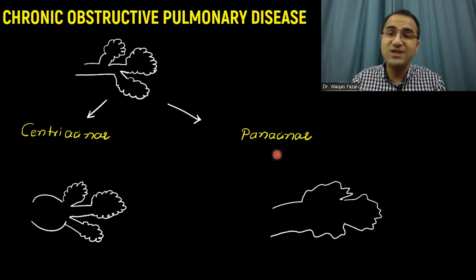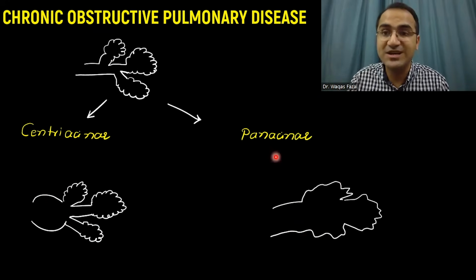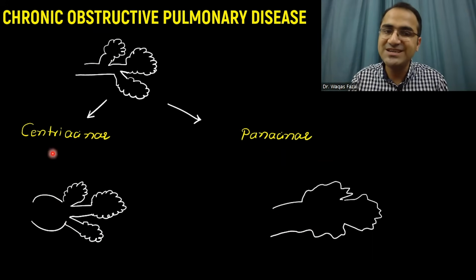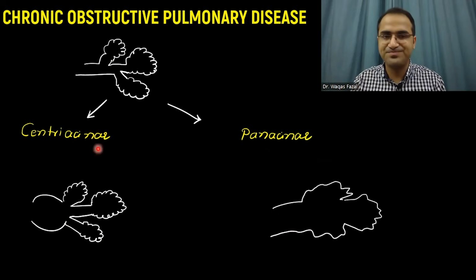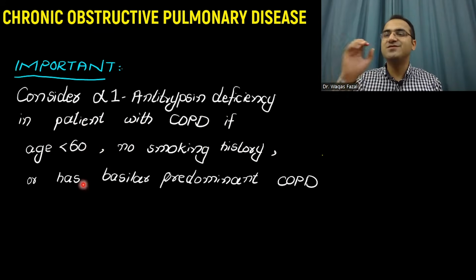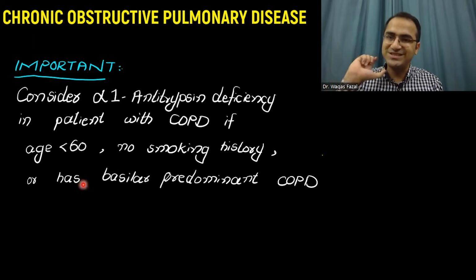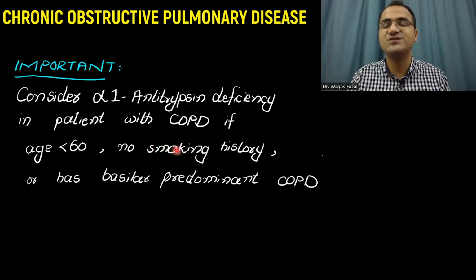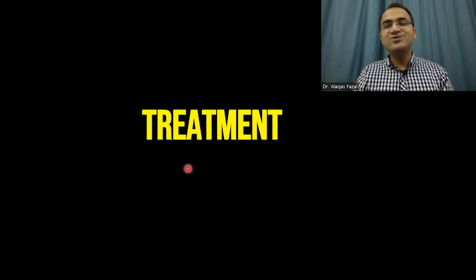Panacinar usually involves the lower lobes and is more common in alpha-1 antitrypsin deficiency in young patients who suffer from COPD. Centriacinar mainly occurs due to smoking. An important thing to remember is that if the patient has no smoking history, is young, and presents to you with COPD, you should consider alpha-1 antitrypsin deficiency as a cause of COPD. Now, coming to the treatment of COPD.